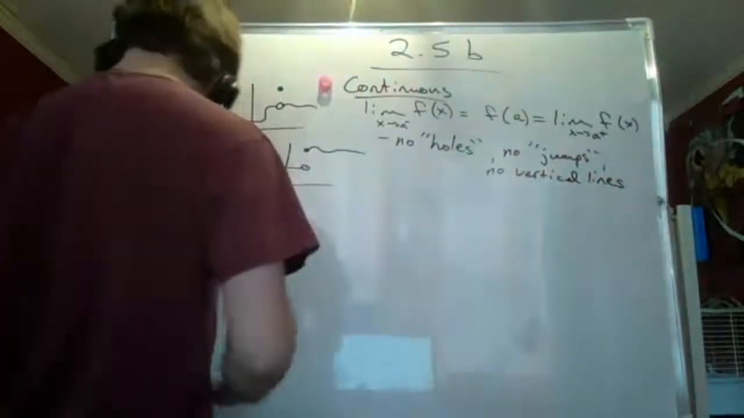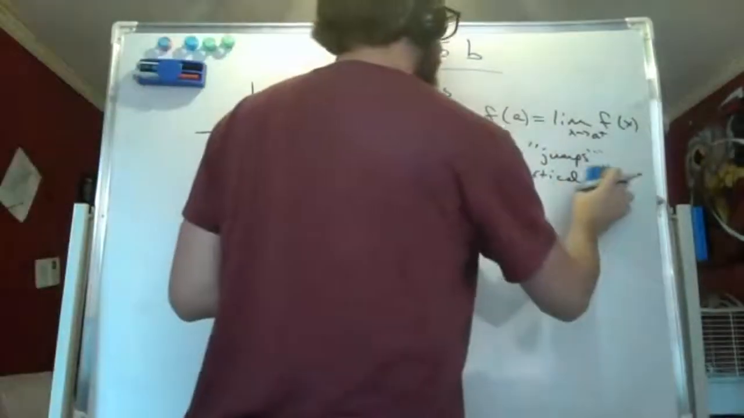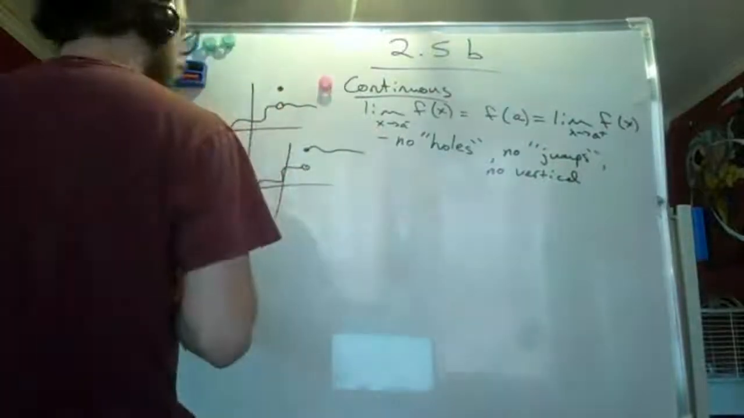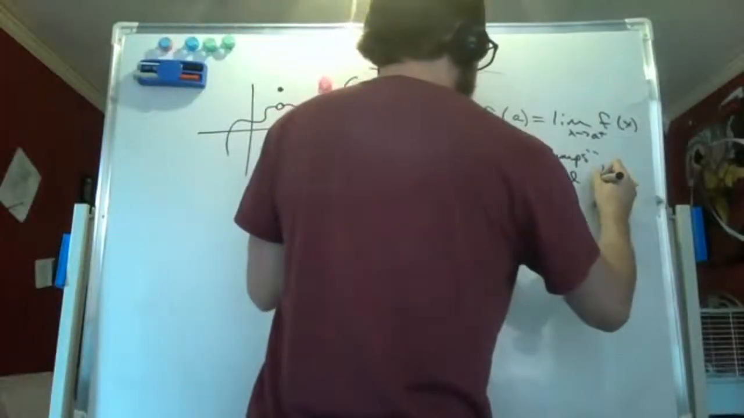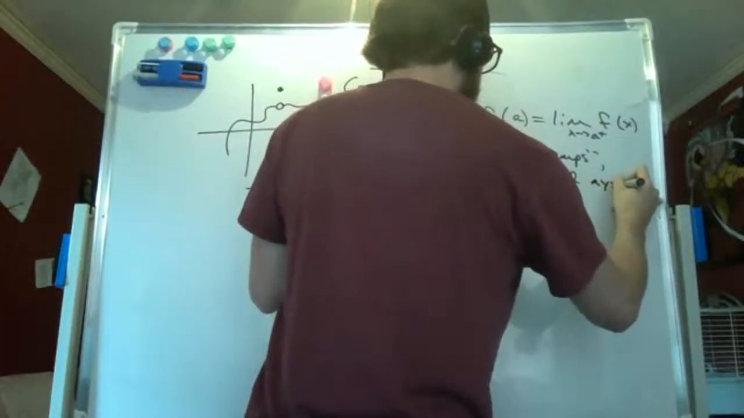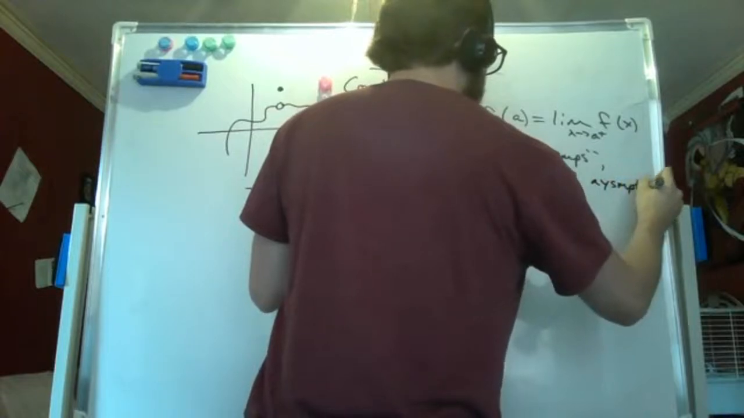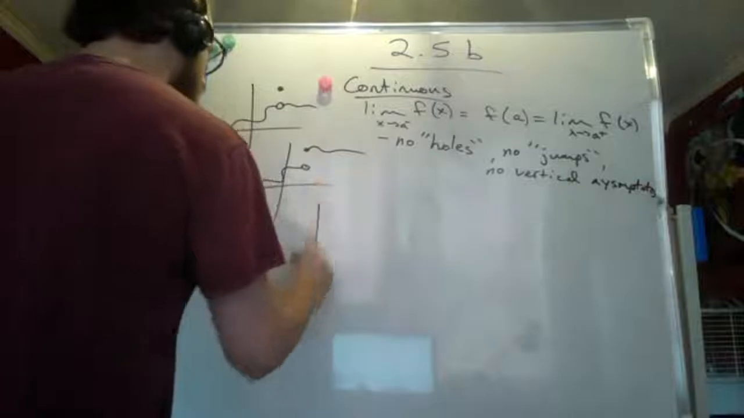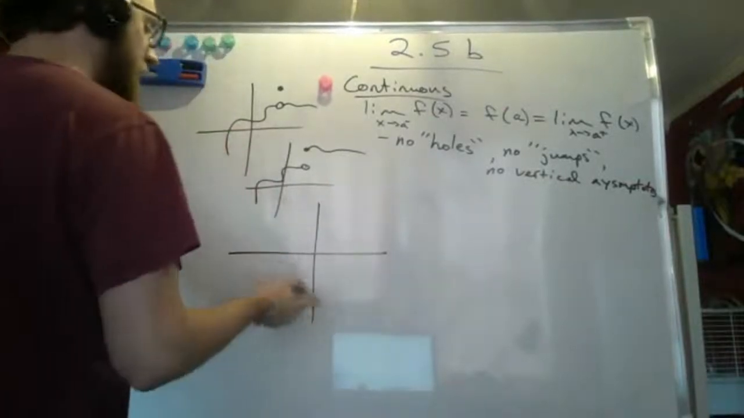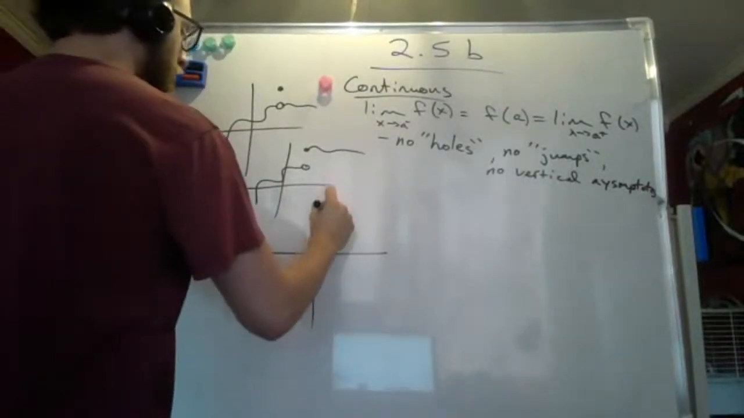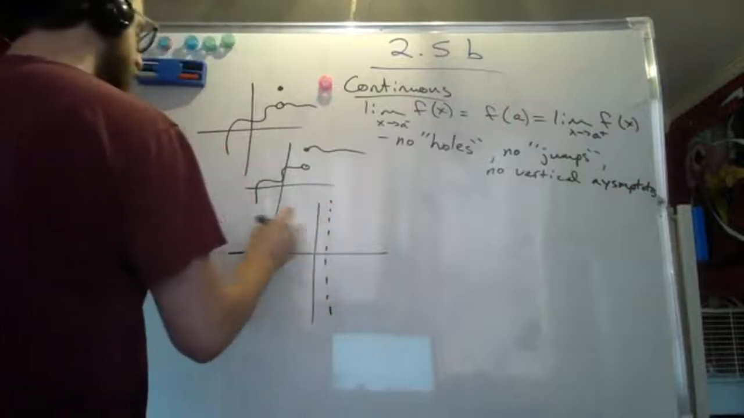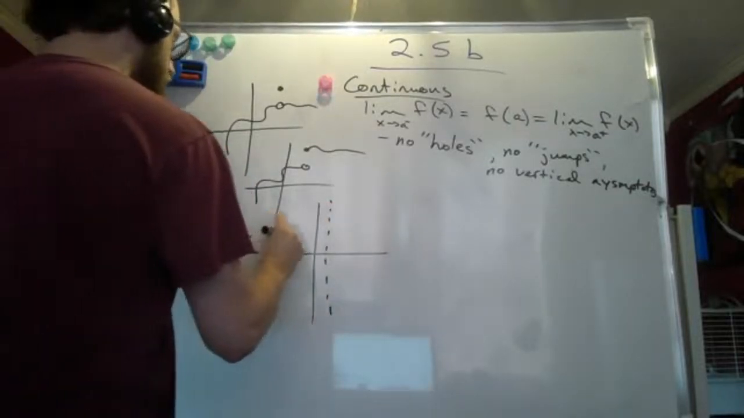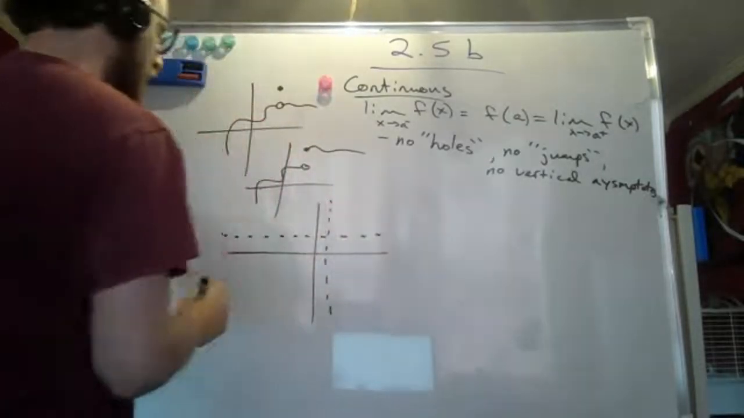Or I'm sorry, no vertical asymptotes. And what do we mean by that? Well, recall our example from before that we keep referencing back to. We had a vertical asymptote for x equals 1 and a horizontal asymptote for y equals 1.